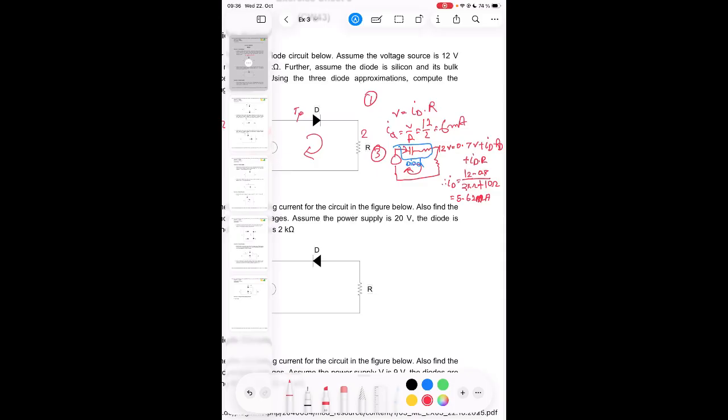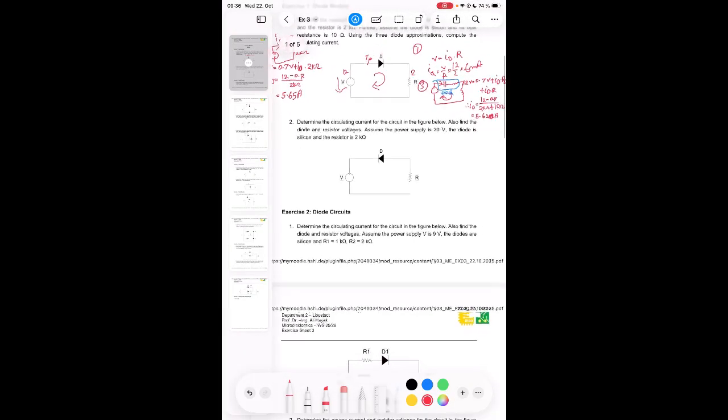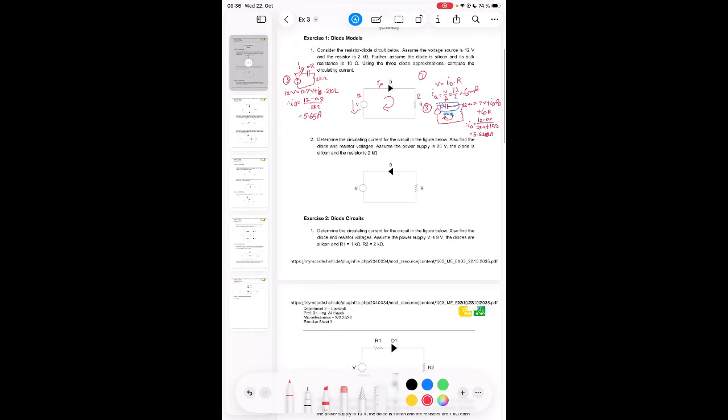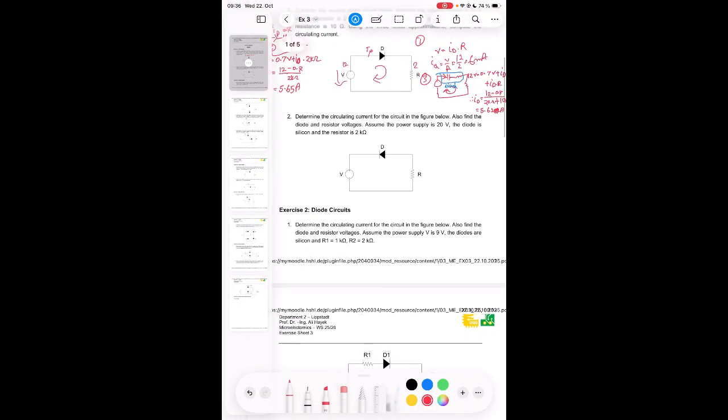What will happen if we now have this circuit? Exactly the same circuit. What is different right now? The diode is reversed, or actually it's at least on the other side. Here we have our plus, and here we have our minus, our anode and cathode. In this situation, what is the mode of the diode?